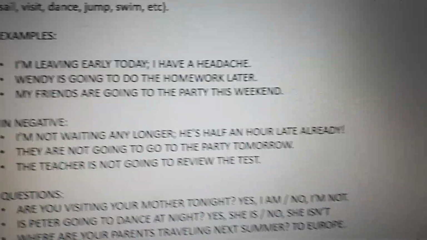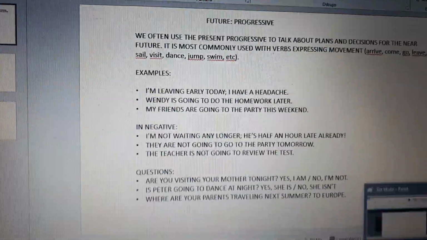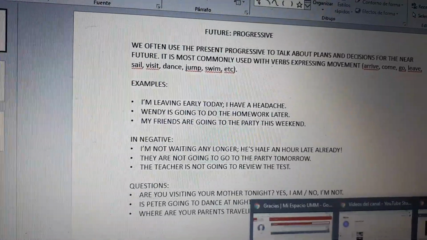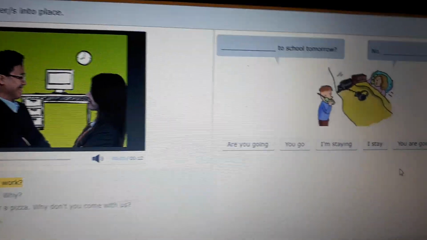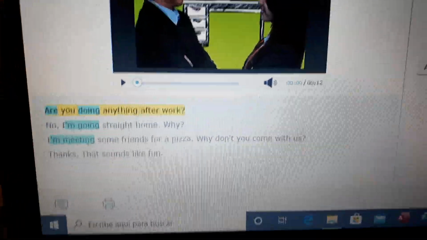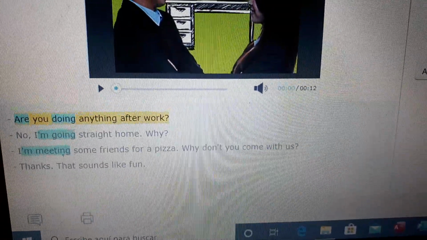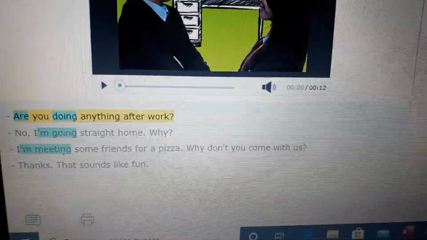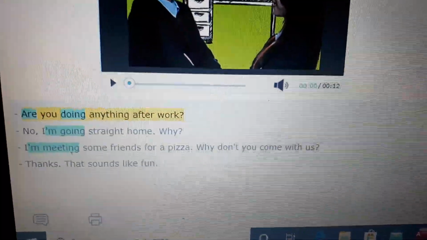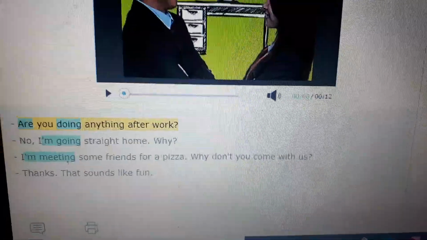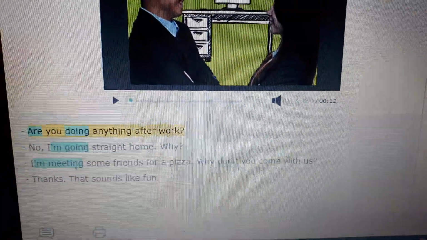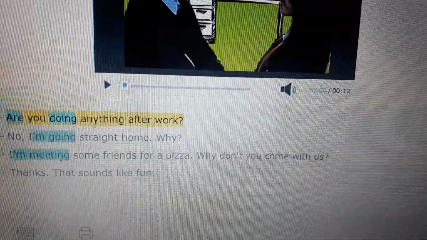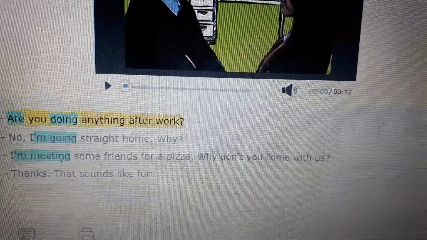Now, we also work with some exercises on the English platform, okay? Do you remember? We have an example. Are you doing anything after work? After work is future, okay? It's not in this moment. No, I'm not. I'm going straight home. Why? I'm meeting some friends for pizza. Why didn't you come with us? Thanks, that sounds like fun.